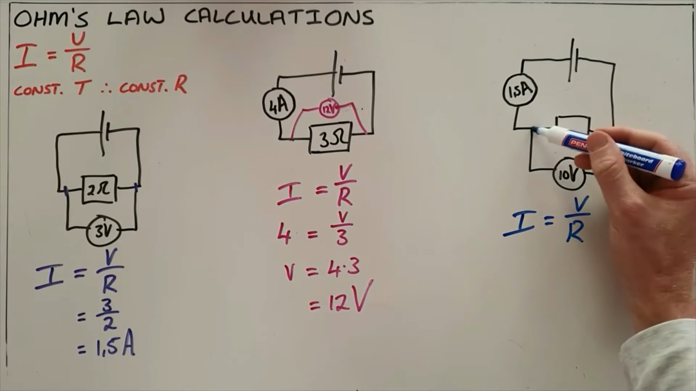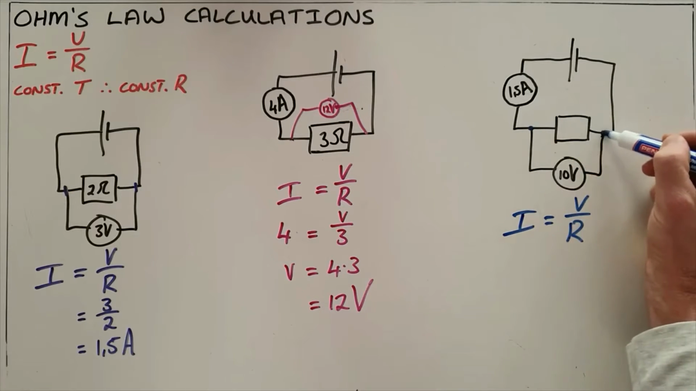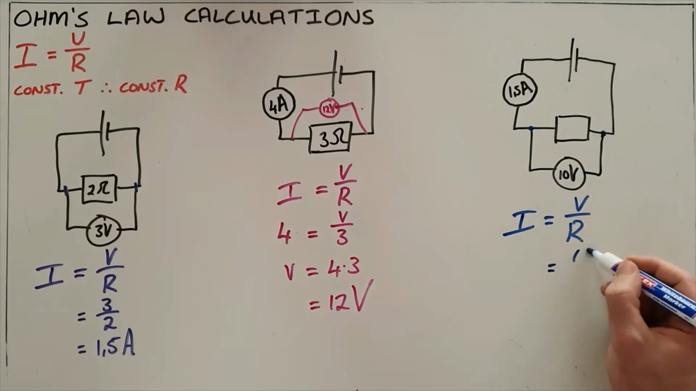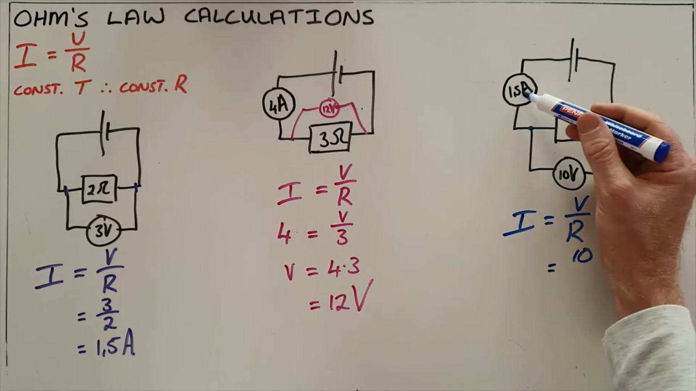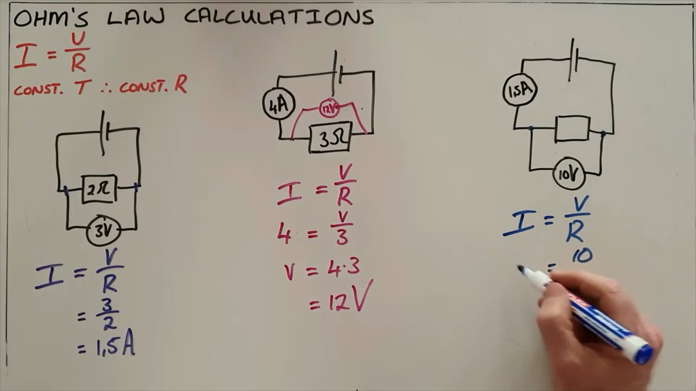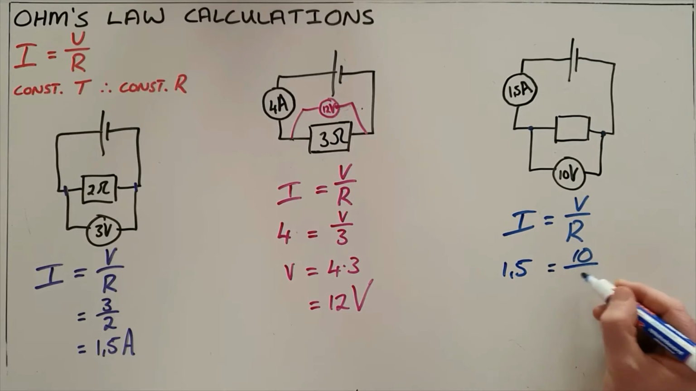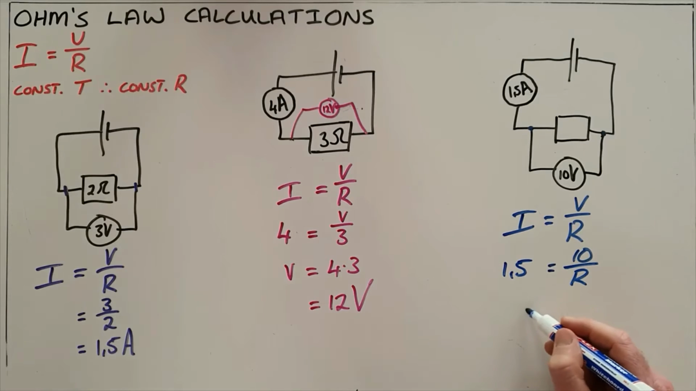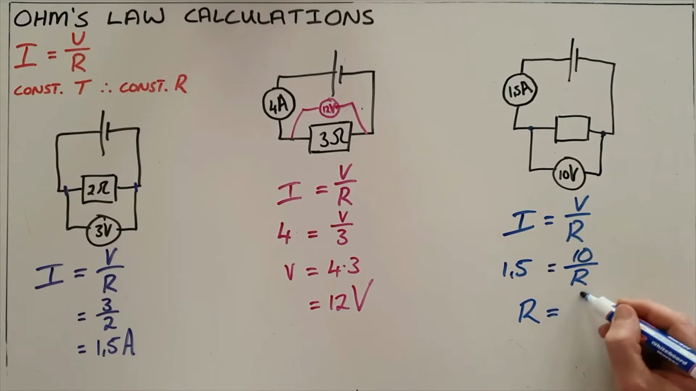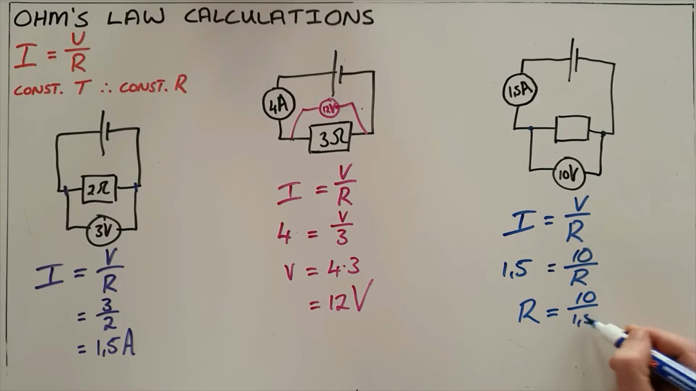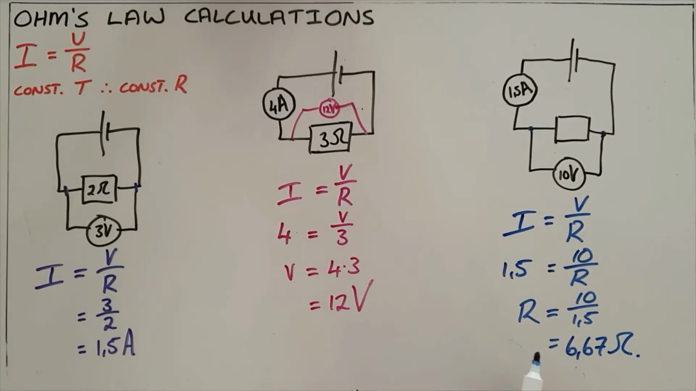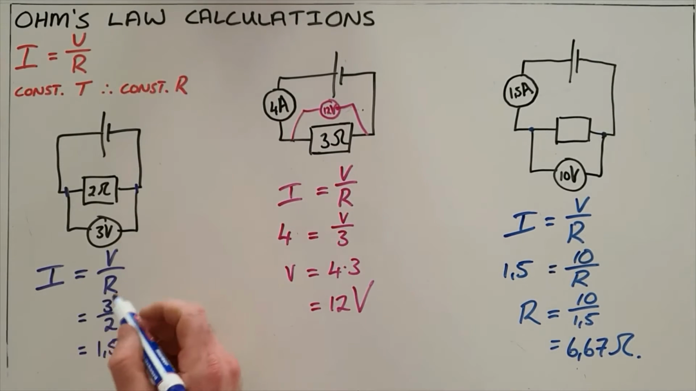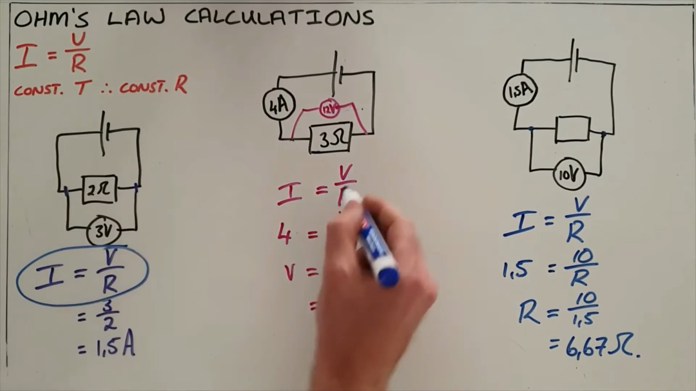We know that the voltage across this resistor is 10 volts. We have also been told that the current passing through this resistor is 1.5 amps. The resistance is now our unknown value, and therefore we can say that our resistance is equal to 6.67 ohms.